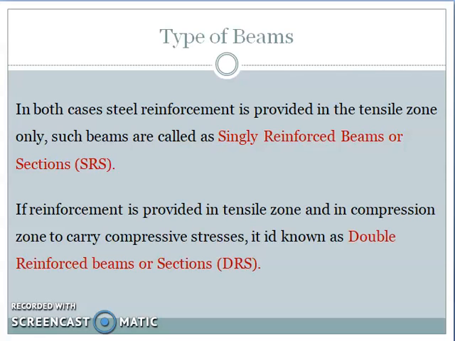Next is types of beams. In both the cases, steel reinforcement is provided in the tensile zone only. Such beams are called singly reinforced beams. And if reinforcement is provided in the tensile zone and in the compression zone to carry compressive stresses, it is known as a doubly reinforced section. So the main difference between singly reinforced and doubly reinforced is, in singly reinforced beams, the reinforcement is provided only in the tensile zone, and in doubly reinforced section, reinforcement is provided in the tensile as well as the compressive zone to carry compressive stresses.